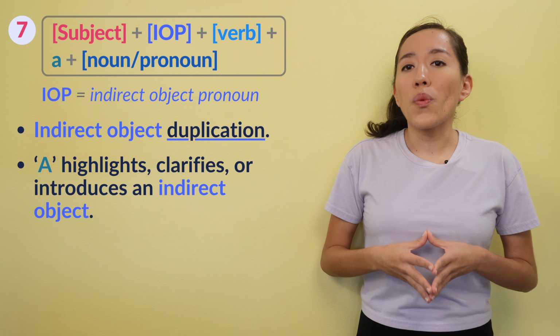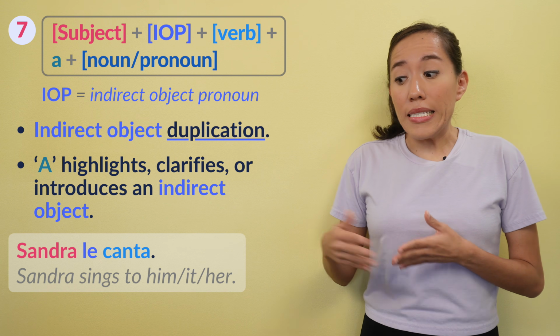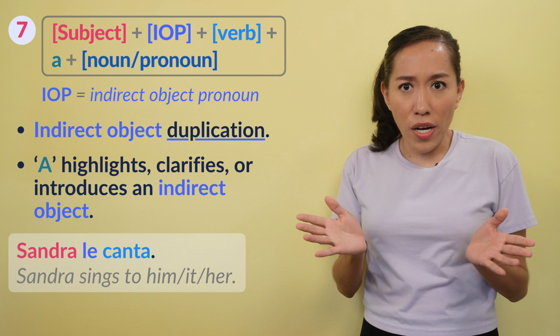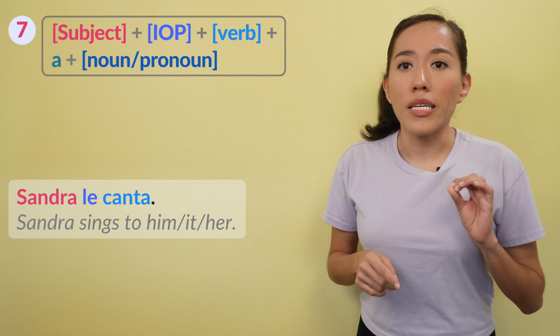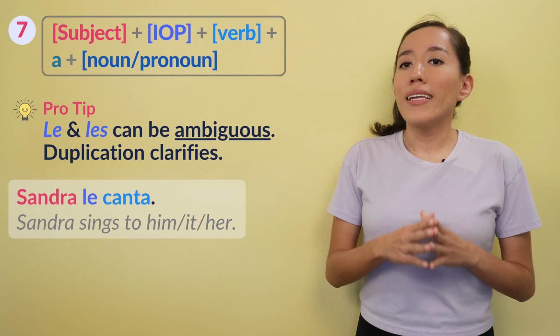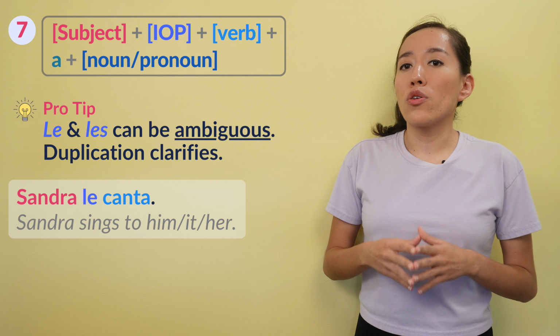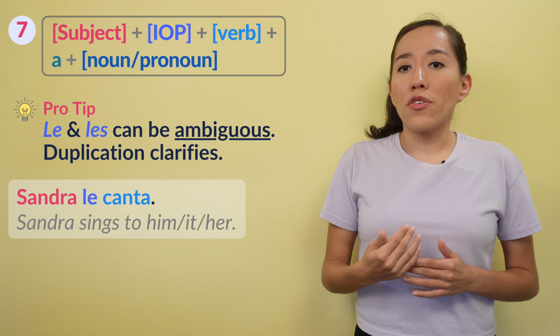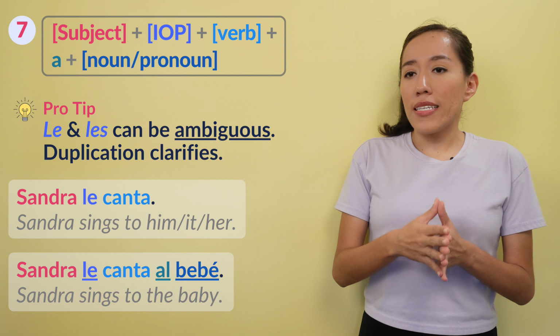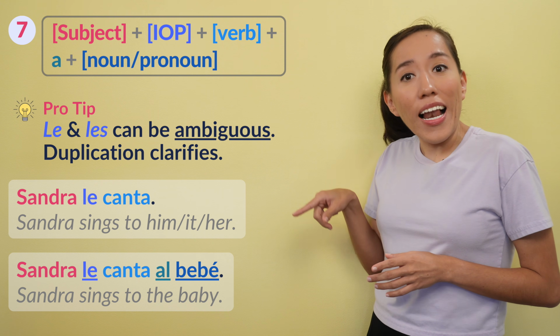Let me show you what this means. If I say Sandra le canta and I don't have context, I could refer to him, it, her, or even formal you. Le y les son pronombres muy ambiguos. La duplicación me ayuda a clarificar. Sandra le canta al bebé.